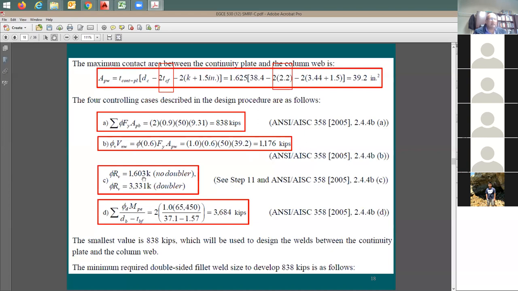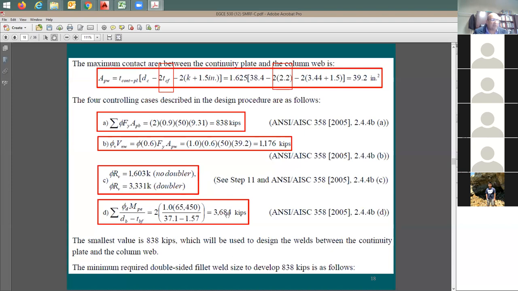Now let's look here at the doubler plate. Do we need to have a doubler plate or not? This is step 11. So for now, I'm just going to consider that we went there and we have these two values. And as you see here, these two values are really big. So it's going to be control of my design.